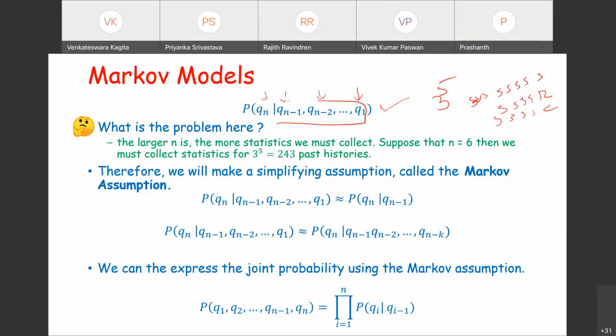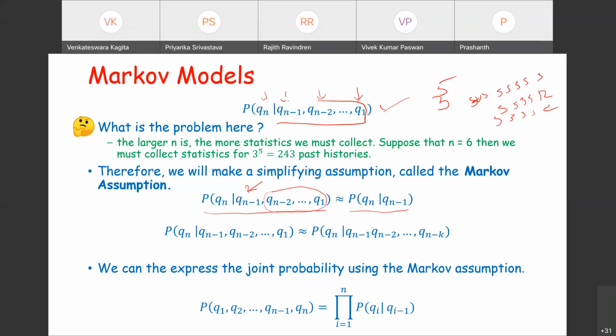The assumption is that the nth state is only depending on the n minus 1 state. So given the n minus 1 state, the nth state is independent of all the other states. That's the assumption. More formally, we say that the probability of Qn given Qn minus 1 down to Q1 is equivalent to the probability of Qn given Qn minus 1. It means we are assuming that the nth state is not depending on Qn minus 1 to Q1, given Qn minus 1.